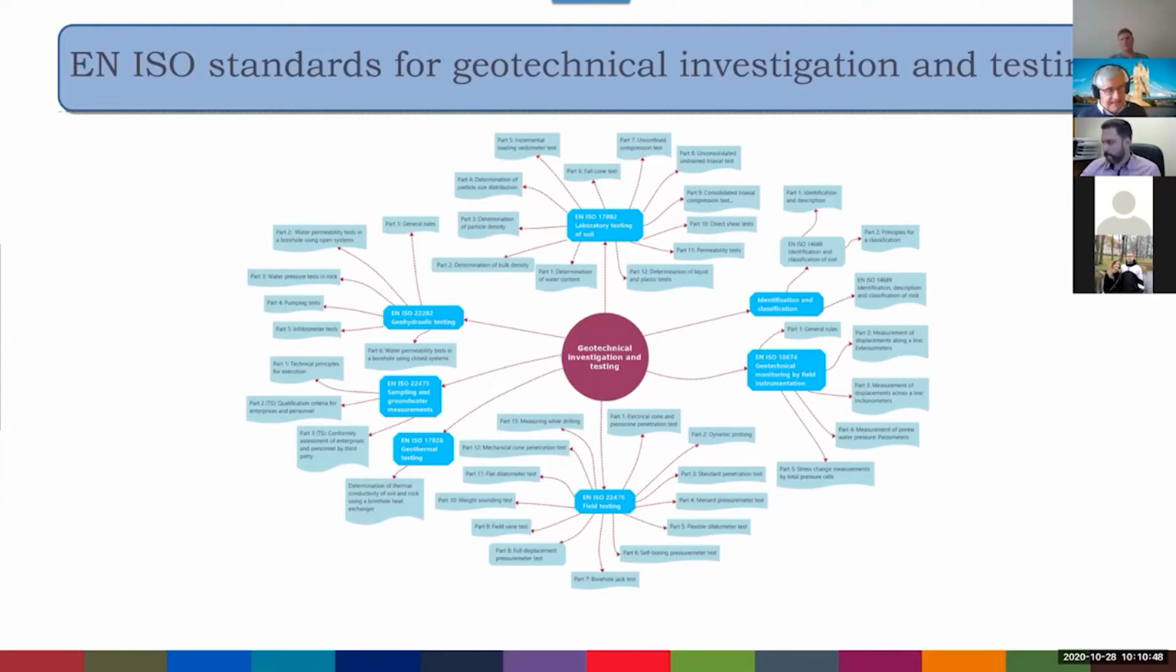Then the bottom spider is 22476 field testing. This is a very big and important suite of standards, probably the most useful of the lot in this suite, certainly from my point of view. It deals with all the different types of field tests that you can do.